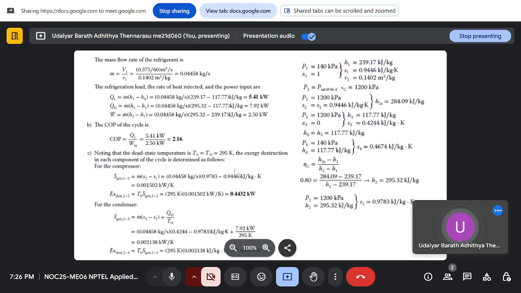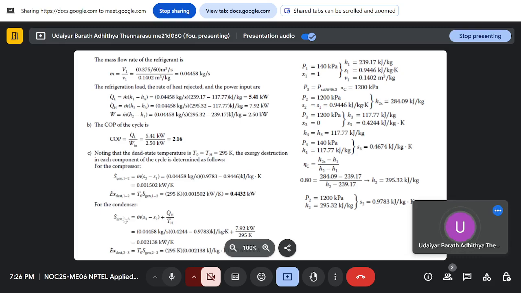Since the ambient is at 22 degrees Celsius, 273 plus 22 is 295 Kelvin. So we need to find out the exergy destruction in each of the components. For the compressor, entropy generated is m dot times S2 minus S1. That comes out to be 0.001502 kilowatt per Kelvin. So exergy destruction will be T naught times delta S, which is 0.4432 kilowatt.